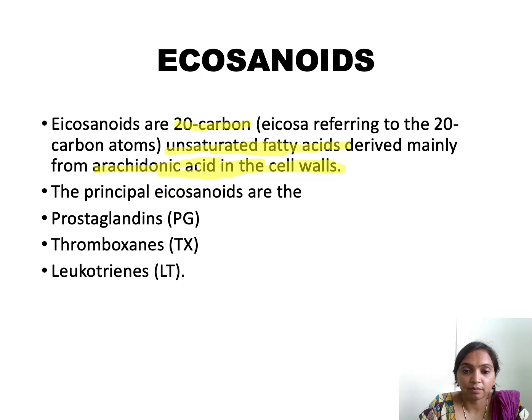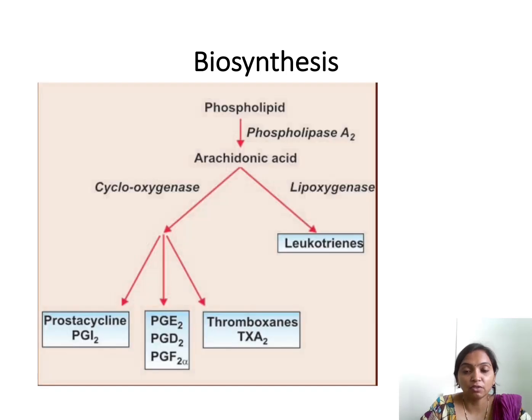So moving on to prostaglandins, before that we will see the biosynthesis of this group of eicosanoids. As already mentioned, it is mainly obtained from arachidonic acid, which can go through the cyclooxygenase or lipooxygenase pathway. Through lipooxygenase, leukotrienes are produced. Through cyclooxygenase, prostaglandins E1, E2, D2, F2 alpha, and thromboxanes are produced.